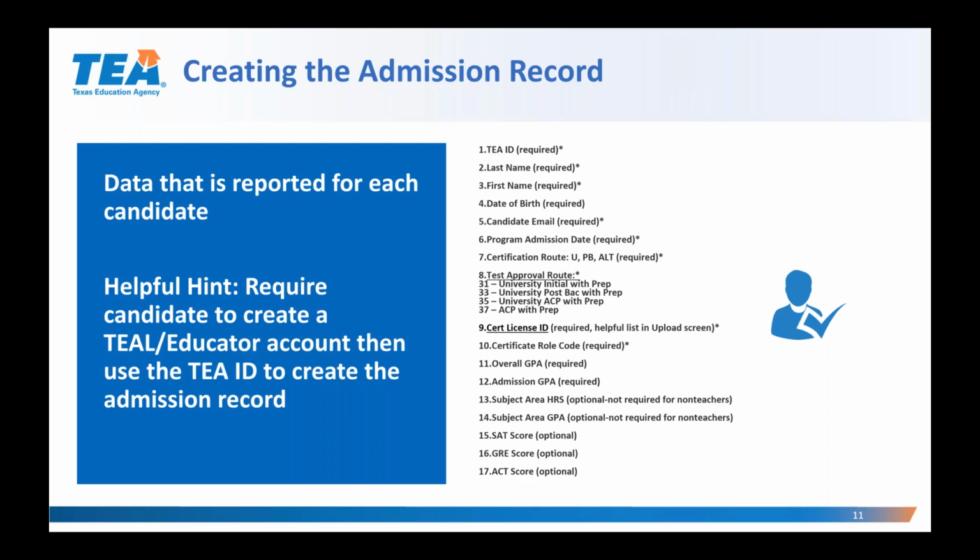TEA strongly encourages EPPs to require candidates to set up their own Teal accounts and then provide you the TEA ID number to use when creating the admission record. This prevents some potentially problematic issues, such as multiple Teal accounts created for one candidate that will likely, down the road, interfere with that candidate's progress in testing and certification.